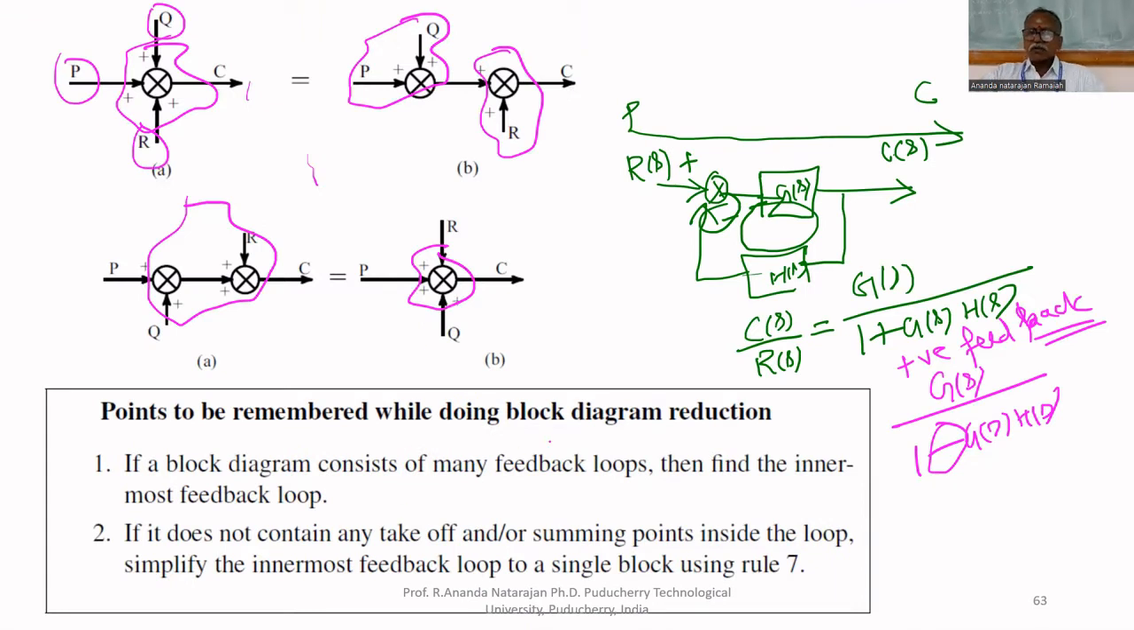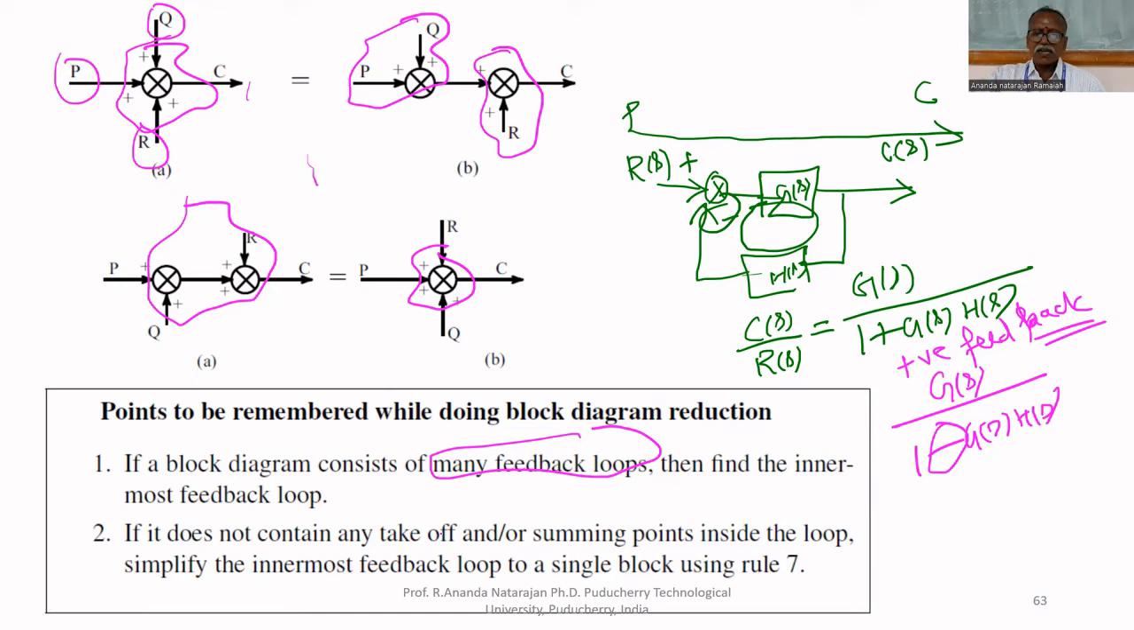So points to be remembered while doing block diagram reduction. The block diagram consists of many feedback loops. Then find the innermost feedback block. Many blocks are there. We cannot do all at a time. So we have to simplify one by one. You have to see the innermost block. First simplify the innermost block.